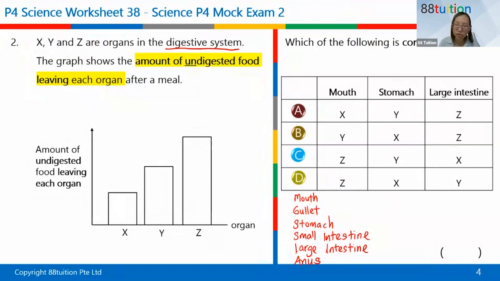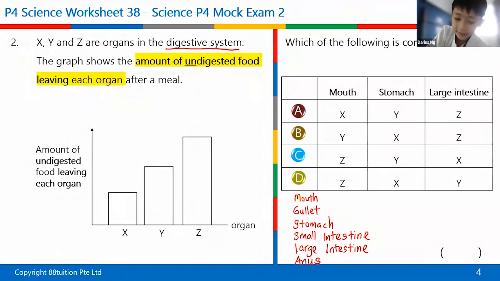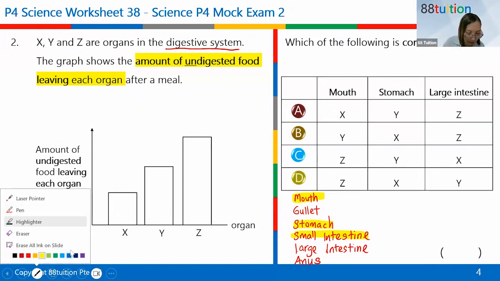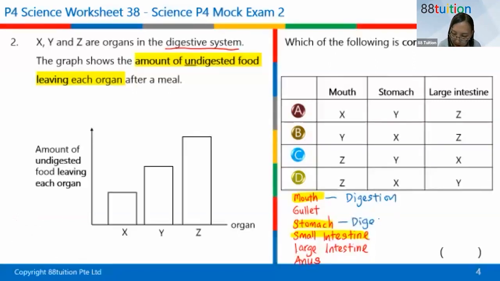Can you all tell me in which organs you have digestion? Mouth, stomach, and small intestine. Okay, so in these 3 there's digestion. I'm going to write here: there's digestion here in the mouth, digestion here in the stomach, and digestion in the small intestine. So take note, the rest, no digestion. No digestion in the gullet, no digestion in the large intestine, no digestion in the anus.